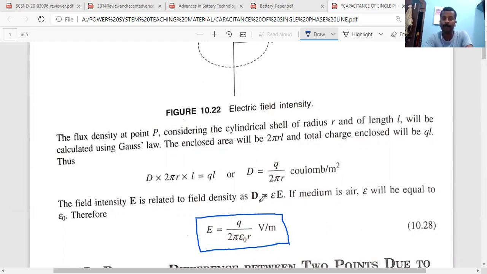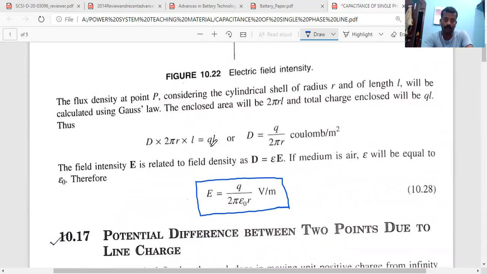You have to be careful here. D is equal to epsilon E. This is just an analogy to B equal to mu H in the case of a magnetic field circuit. In that case, B was the magnetic flux density, H was the magnetic field intensity, and mu was the permeability of the material. Similarly, here epsilon is the permittivity, E is the electric field intensity, and D is the electric flux density.